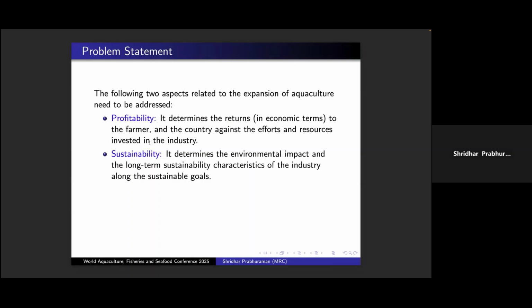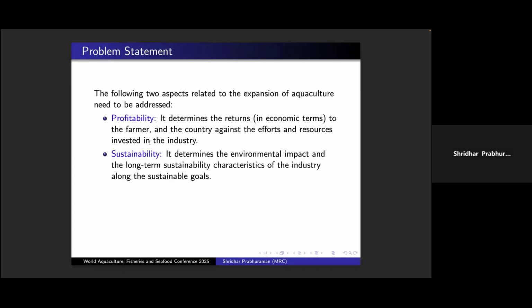As we have already seen, sustainability is a big factor. If we do not have sustainable practices in place, the environmental impact will lead to a long-term downtrend in production, and therefore it will also again impact the profitability and of course the environment in general.